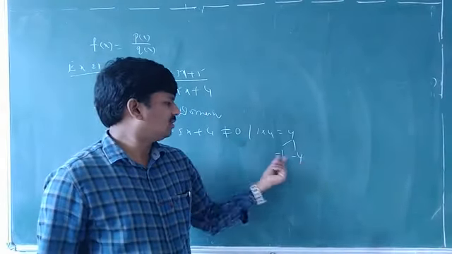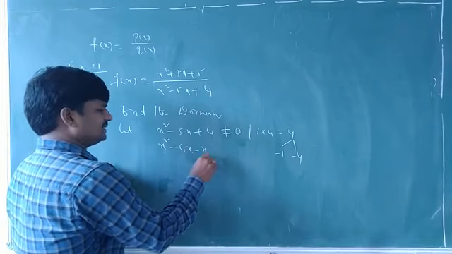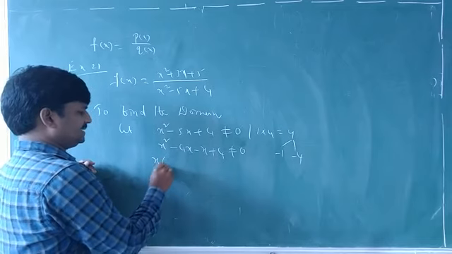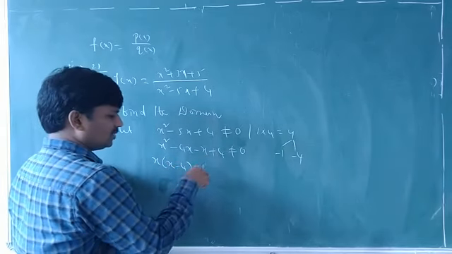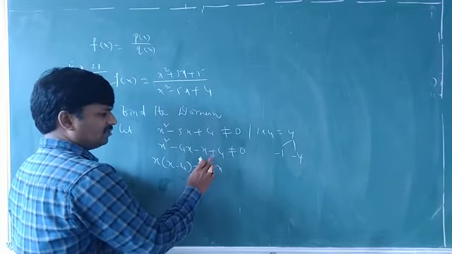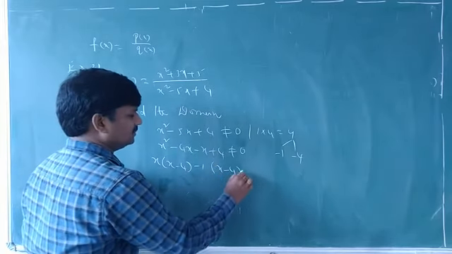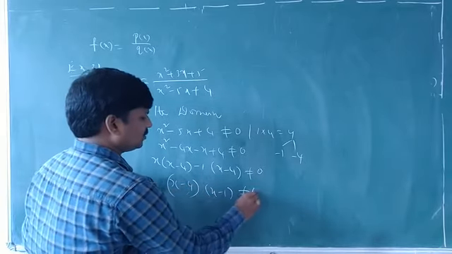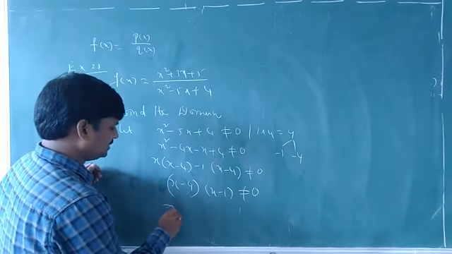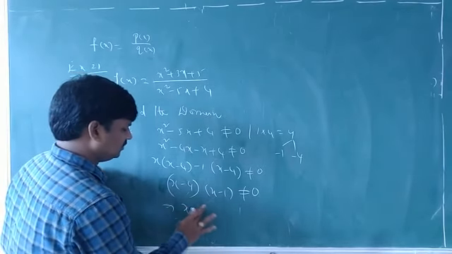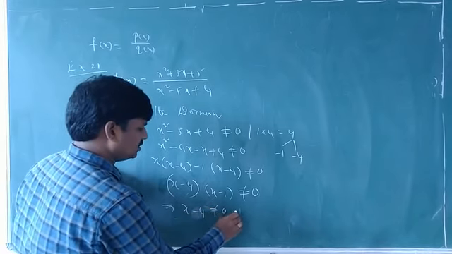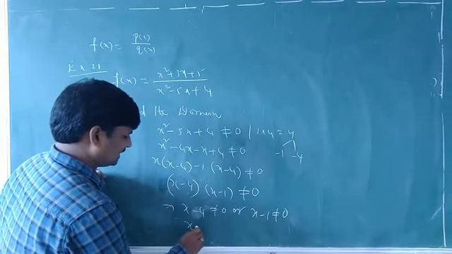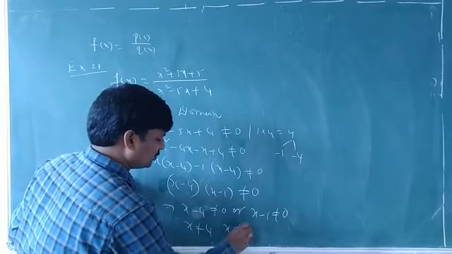Now we write x² − 4x − x + 4 is not equal to 0. From the first two terms we take x common, and from the last two terms we take minus 1 common, which leaves x − 4. So (x − 4)(x − 1) is not equal to 0. This implies x − 4 is not equal to 0 and x − 1 is not equal to 0, so x is not equal to 4 and x is not equal to 1.